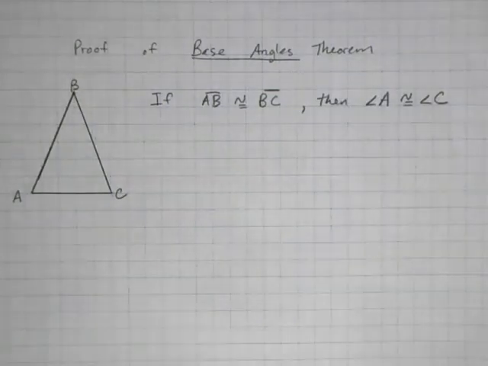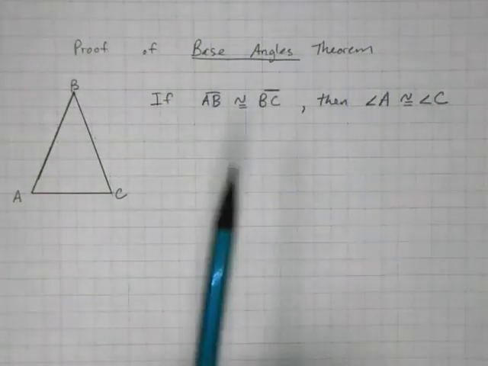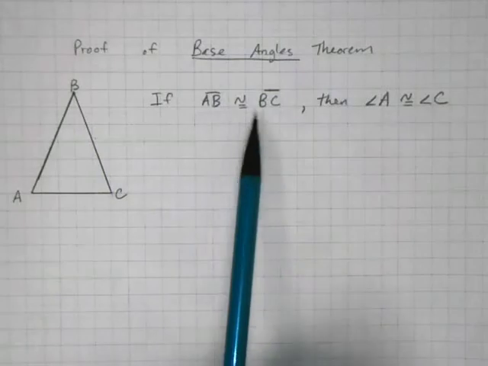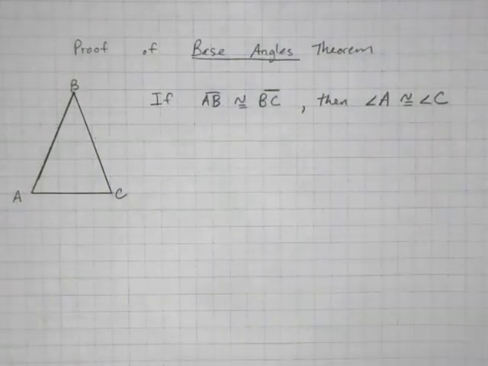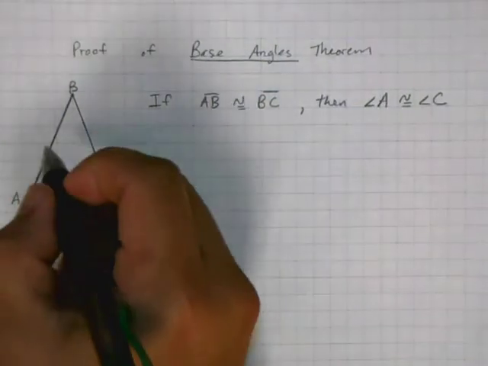Okay, proof of the base angles theorem. Now, the base angles theorem is a proof about an isosceles triangle. So the statement that we have here is if AB is congruent to BC, then angle A is congruent to angle C. So I'm just going to mark this triangle with what the if statement is saying to us.